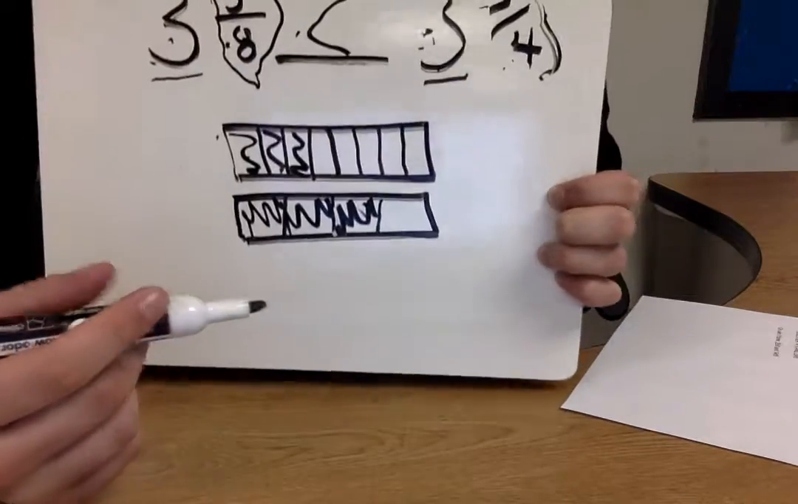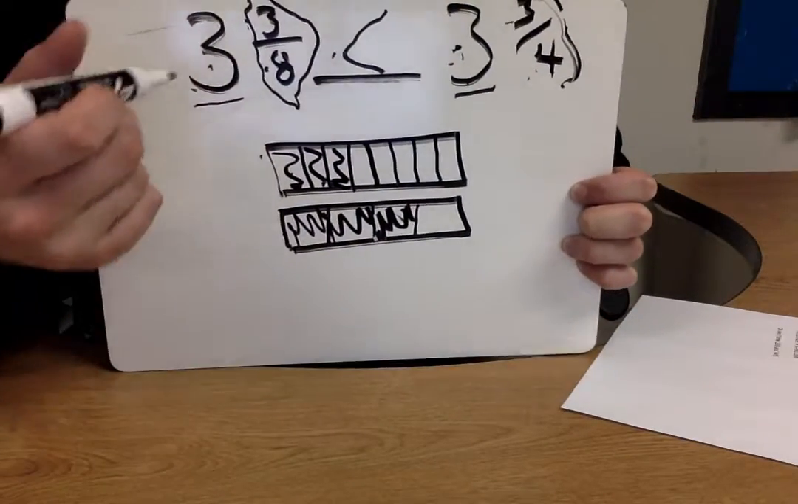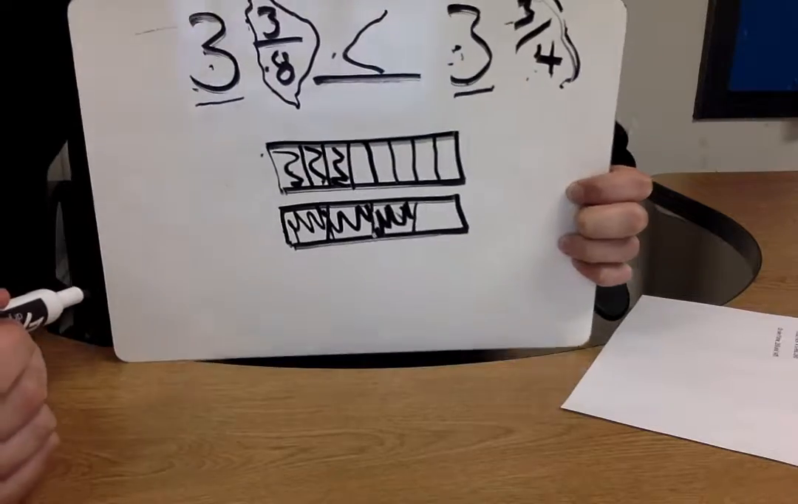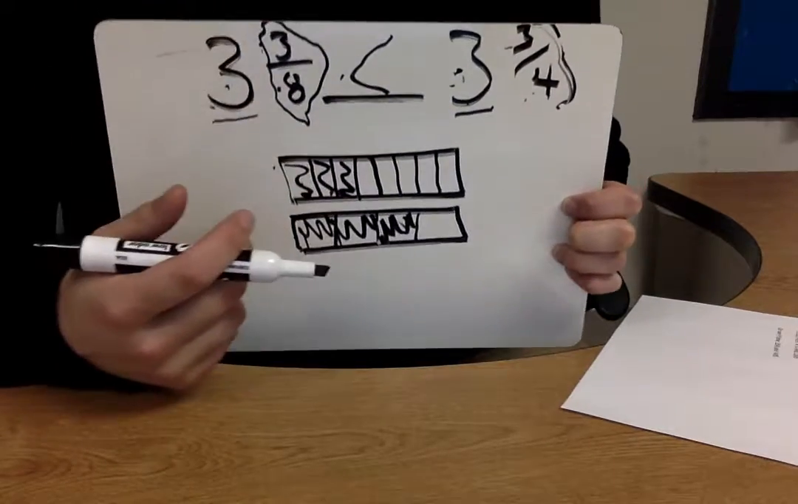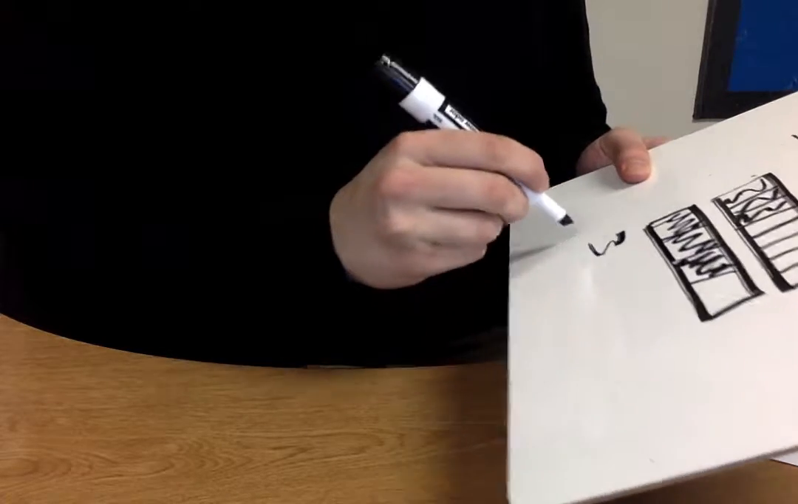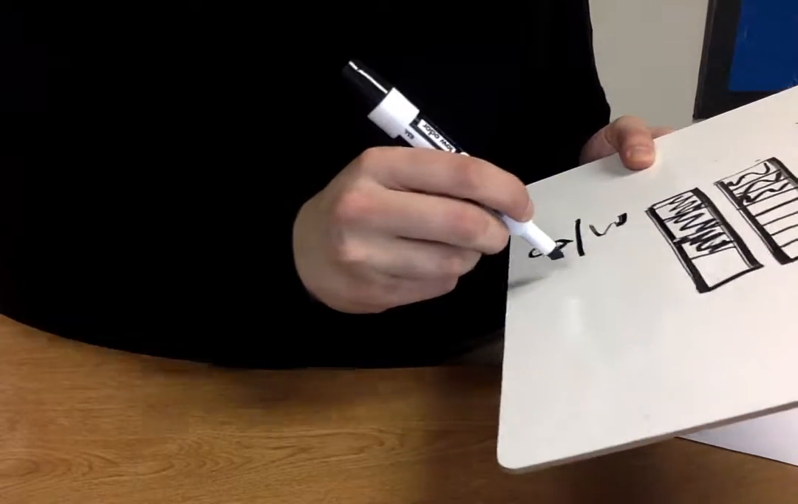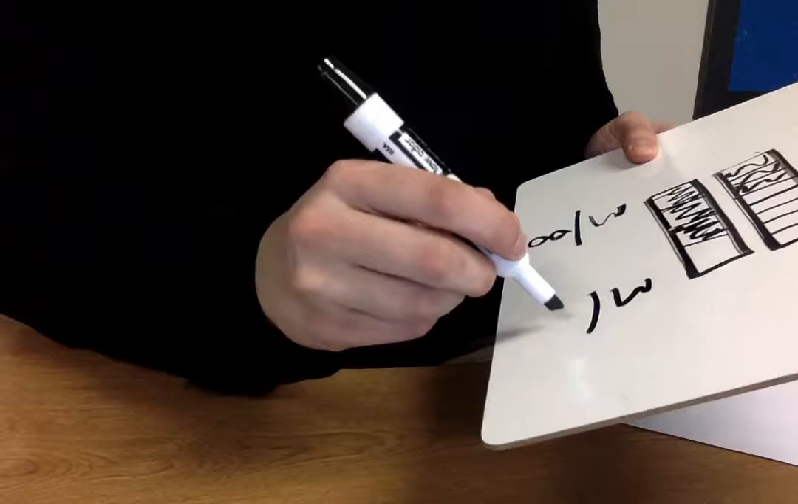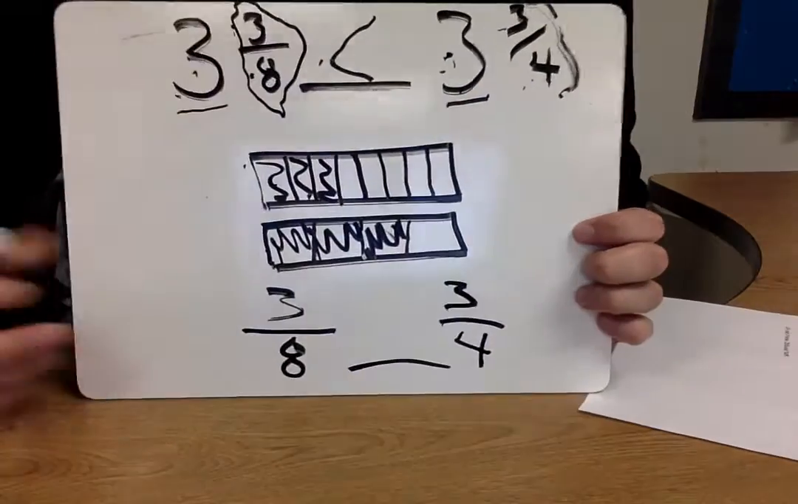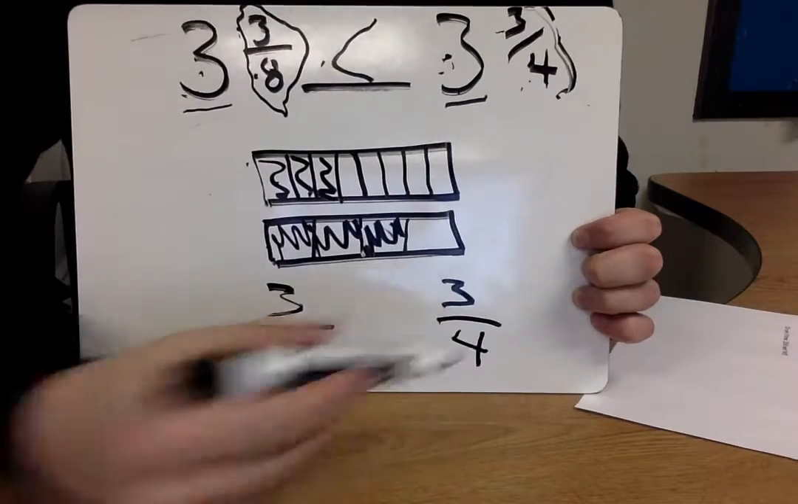We also have our multiplication strategy. Again, our whole numbers are the same, so we can just do the multiplication for our fractions. So I can say, okay, I'm going to compare 3/8 with 3/4. And if I'm going to compare 3/8 and 3/4, I need to make sure my denominator is the same.